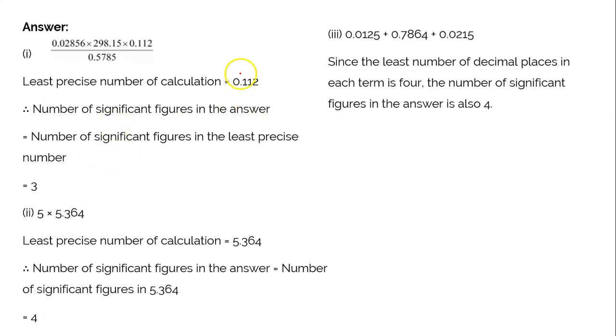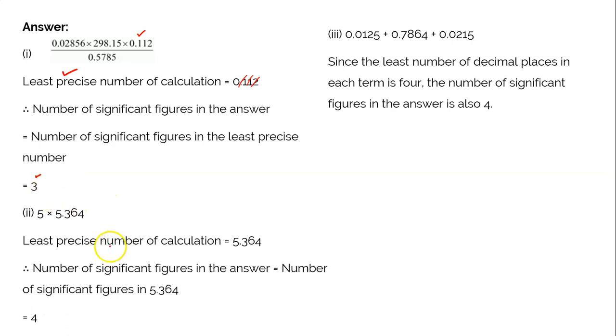So when you are answering this kind of question, it's not necessary that you simplify the given expression. First of all, look for the least precise number. Out of the numbers that you have here, the least precise number is this 0.112. The number of significant figures in the least precise number will be the number of significant figures in the answer also. So here in 0.112, totally how many significant figures do we have? We have three significant figures, this, and this. So the answer after simplifying this expression also will contain three significant figures only, as per the rules of significant figures.